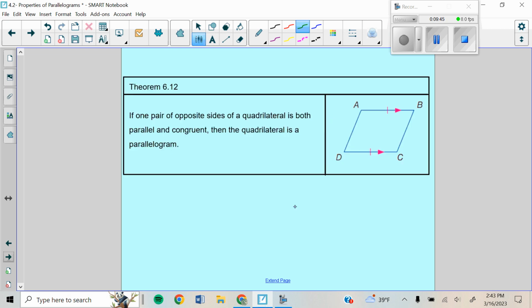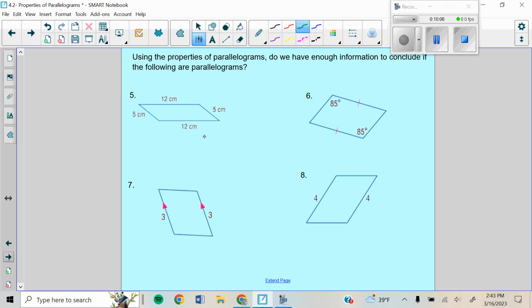All right, let's move to the next one. This is our last theorem we're going to talk about. It says, if one pair of opposite sides of the quadrilateral is both parallel and congruent, so one pair of the sides are parallel and congruent, then we can say, yes, this is a parallelogram. All right, so let's go ahead and look here. We have 4 problems here, and all of these are possible parallelograms.